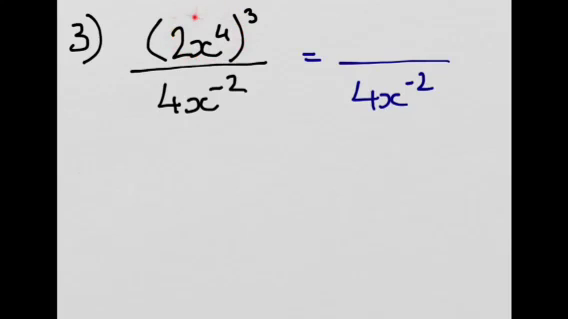When you have anything inside a bracket to a power, you need to apply that power to every term inside the bracket. Okay, so we need to cube the 2 and cube the x to the power of 4. Okay, so when you cube the 2 it gives you 8, because 2 times 2 times 2 is 8, and I'll let you figure out what the power is for the x. We're then dividing, so we subtract our powers and divide the coefficients at the front.